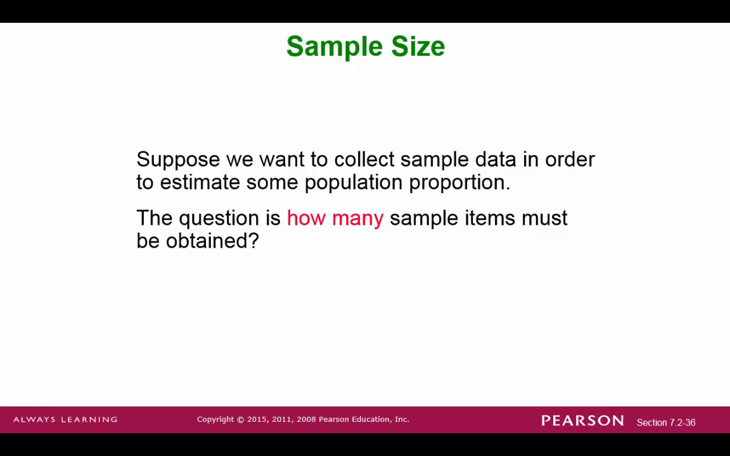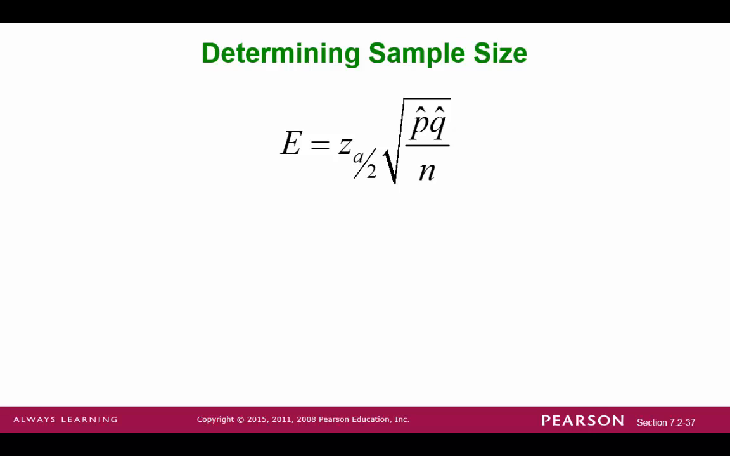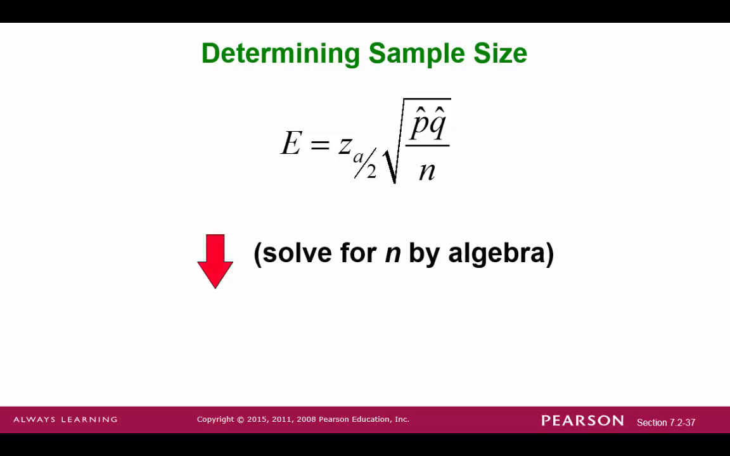Your n is your sample size, and that's what people usually say: we want to find our n. So what we're going to do is start with our margin of error formula and work backwards. We're essentially going to solve for n, and it's literally just some algebra. With some algebra, we're going to get a formula like this.